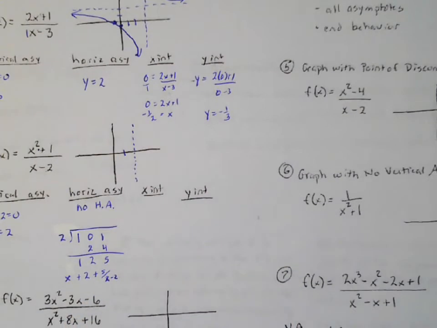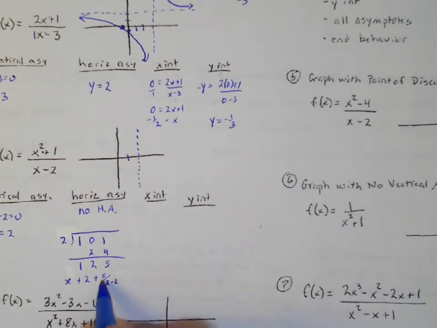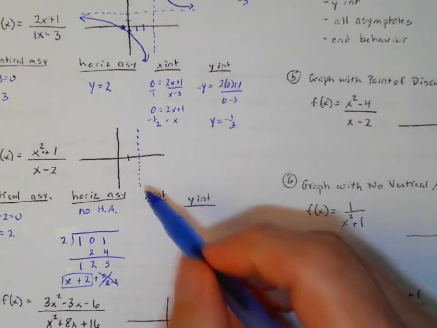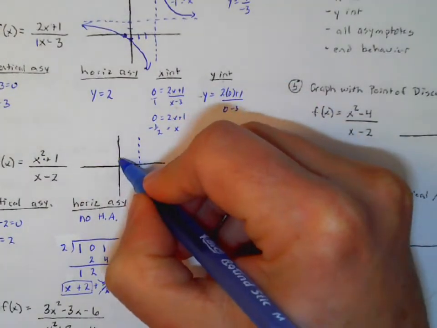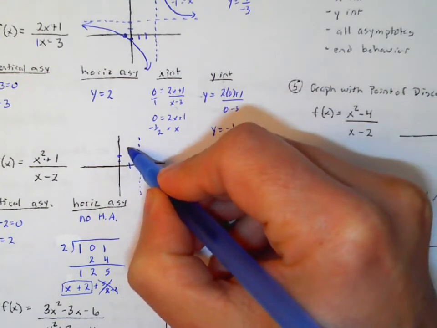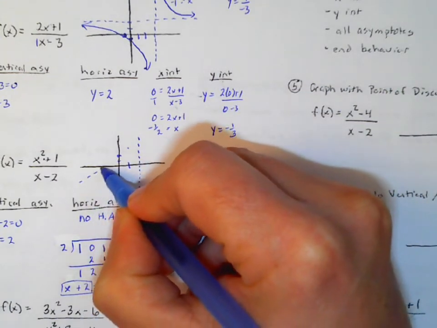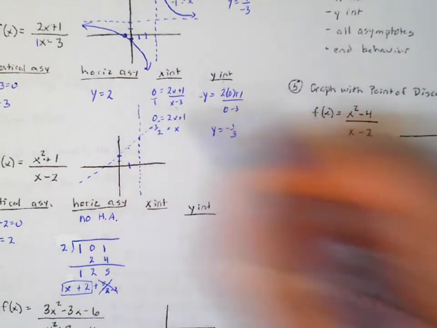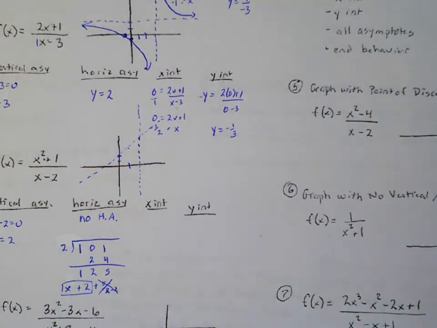Okay, so the way we get our slant is we ignore the remainder part and we just look at this part right here. So if I think about x plus 2, that's a line where I start at 2 and I go up 1 and over 1, right? So that is an asymptote as well. We haven't talked about slant asymptotes yet, but that's our slant asymptote. So it's going to get closer and closer to that, but never actually touch it.